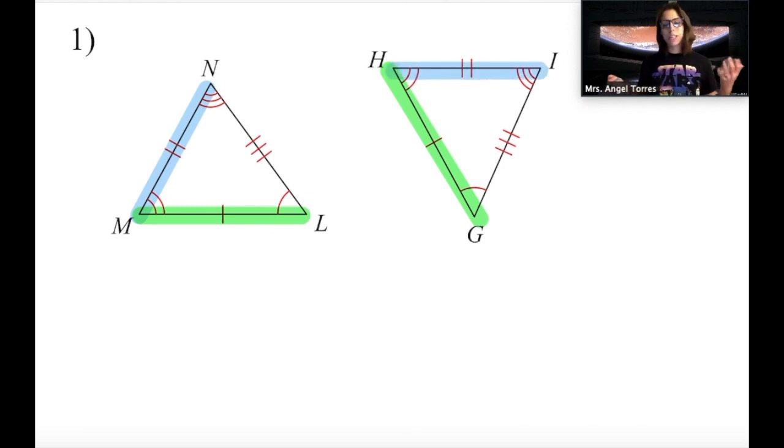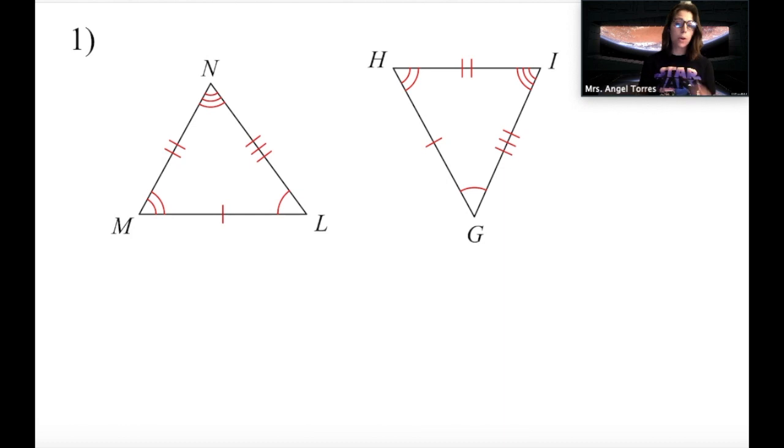But actually, because when we're writing out the side lengths, the order matters, I like to start with the angle measures. So I'm going to start by looking for the number of arcs. So what do I notice first? I notice that angle L has a single arc, and angle G also has a single arc, which means that those 2 angles are congruent. Angle L is congruent to angle G, okay?